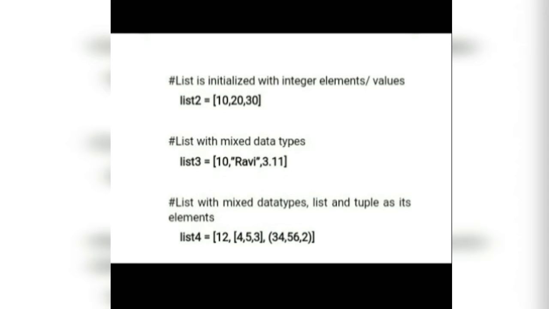Dear friends, now here I have initialized the list with integer elements, that is 10, 20, 30. In the third way, I have taken mixed data types, that is a floating point number, then an integer, then a string. And the last one you can see has mixed data types, with a list and a tuple as its elements, that is 12, then a comma, then another list inside it, a comma, and the tuple. So here are some of the different ways in which we can initialize a list.